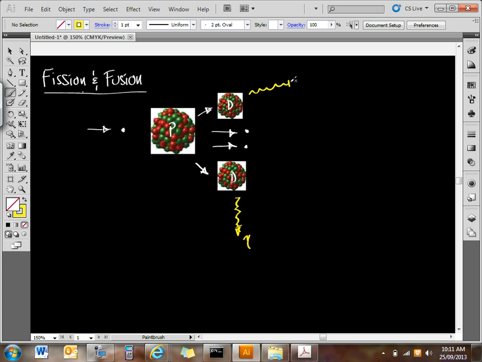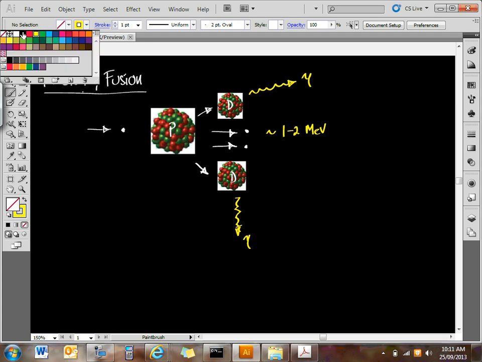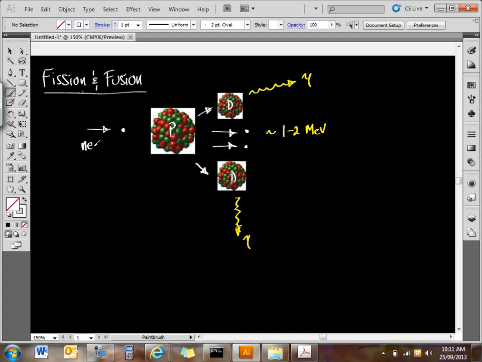Of course, somebody asked the other day, is it two? Well, if they were both created in their excited states, then yes, it would be two gamma ray photons. These neutrons are created with approximately 1 to 2 million electron volts of energy, and that's key to understanding. So this is a neutron here. So that's a fission reaction.